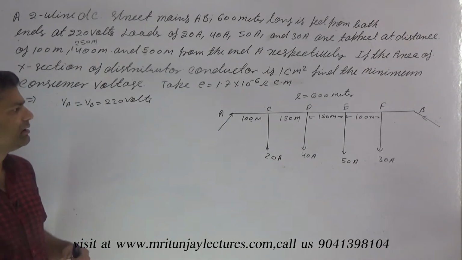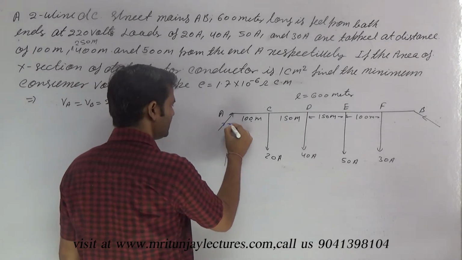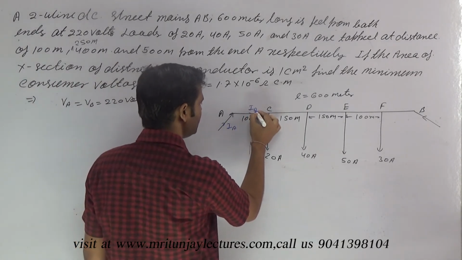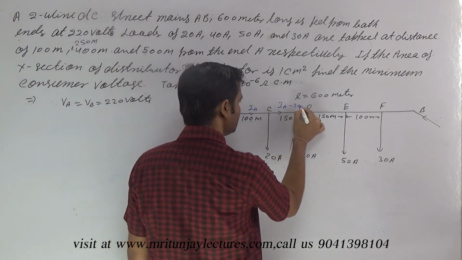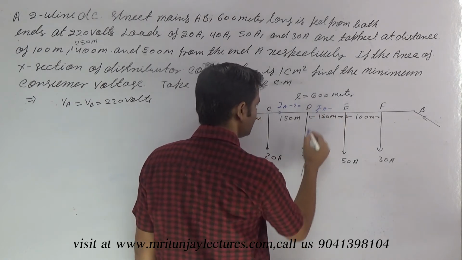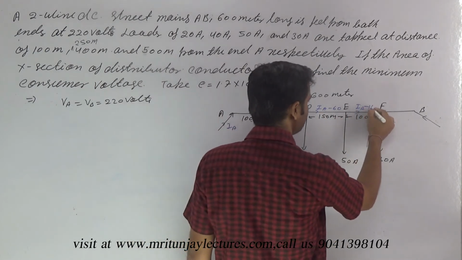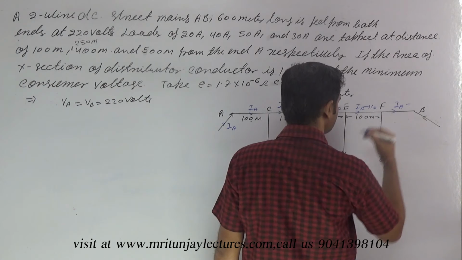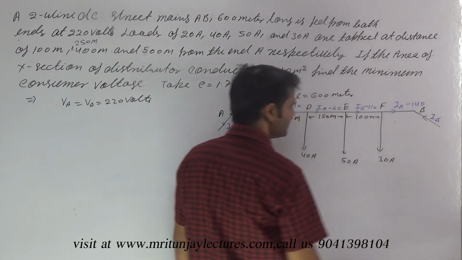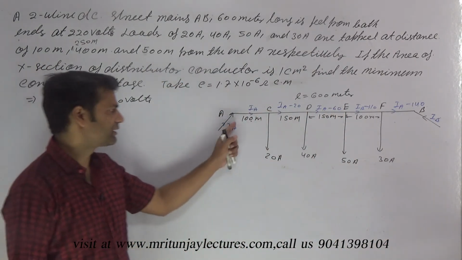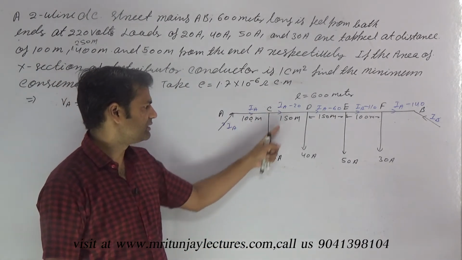Now second, let us consider current IA. What about the current in these sections? IA minus 20, then IA minus 60, then IA minus 110, and then IA minus 140 ampere. Clear? And here the current is IB. For simplicity, we have taken current corresponding to this one. If IA, then the current in this section is IA minus 20.